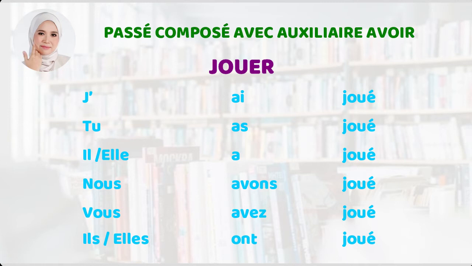Okay, we read this all together. J'ai joué, tu as joué, il, elle a joué, nous avons joué, vous avez joué, ils, elles ont joué. Well, you can make a liaison here when you can: nous avons, vous avez, ils, elles ont. So you can make a liaison, a link, when you read. But that's not the focus of this clip. The focus is passé composé.